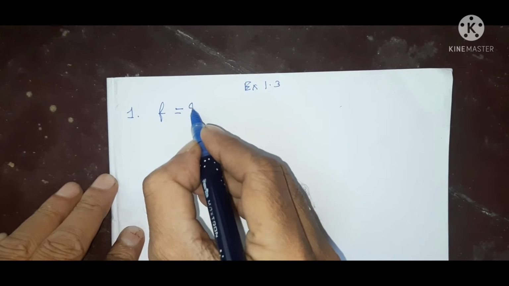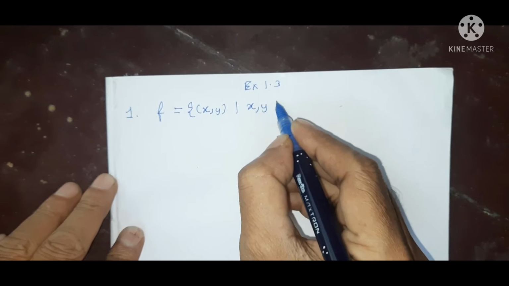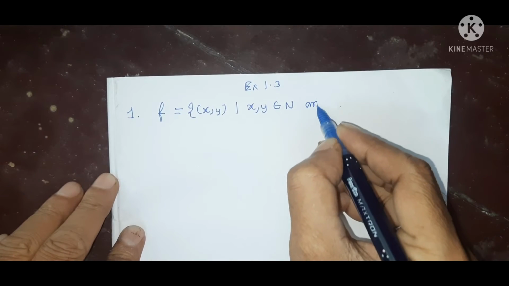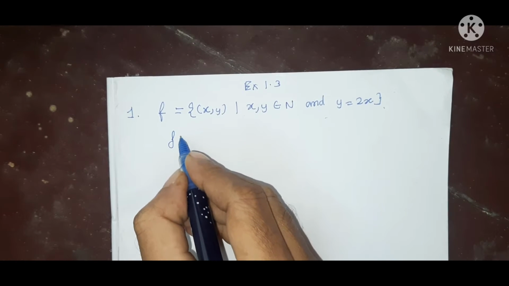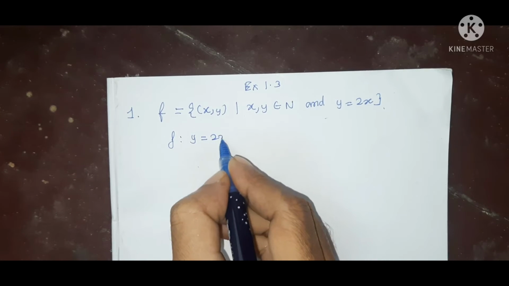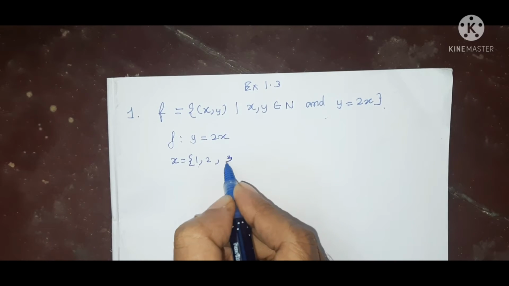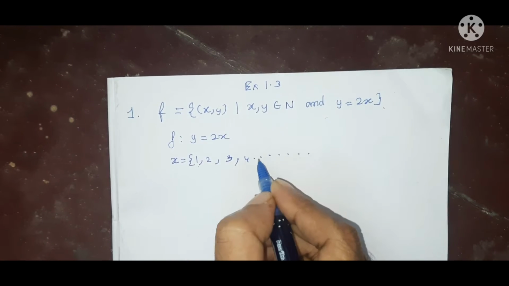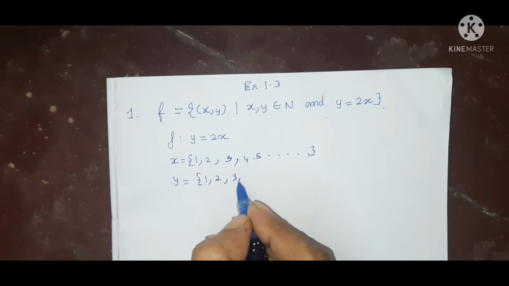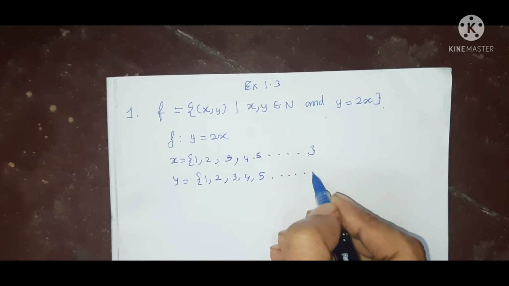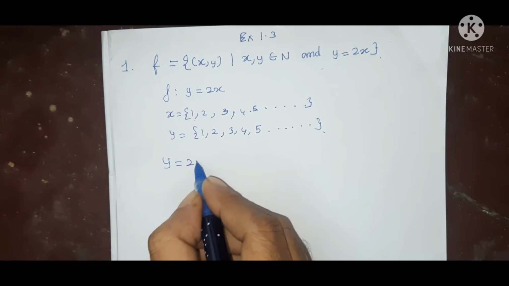f = {(x, y) such that x, y ∈ N and y = 2x}. The function f is y = 2x. x is 1, 2, 3, 4, 5 and so on. y is also the same, because x and y are natural numbers, then y = 2x.